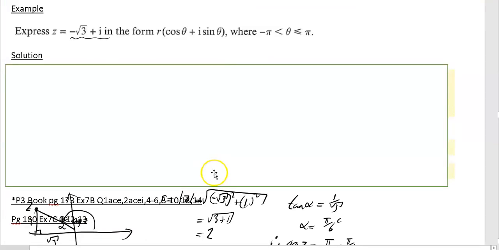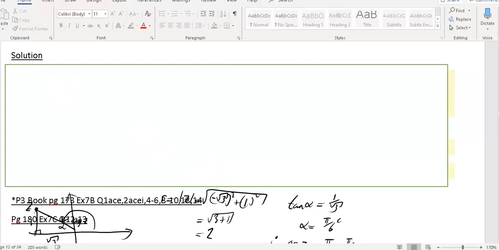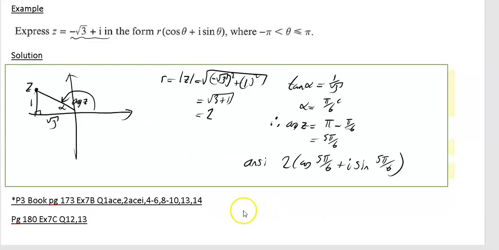I guess maybe 2 exercises. Okay, so you've got 2 bits of exercises to do. You've got exercise 7b, a list of questions here, and exercise 7c. And that is us done.